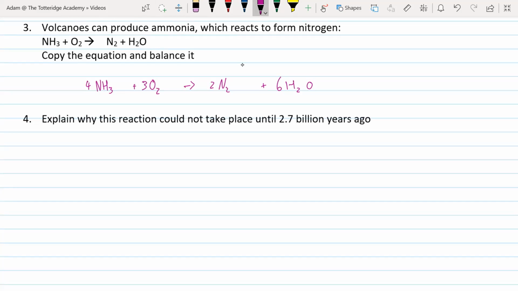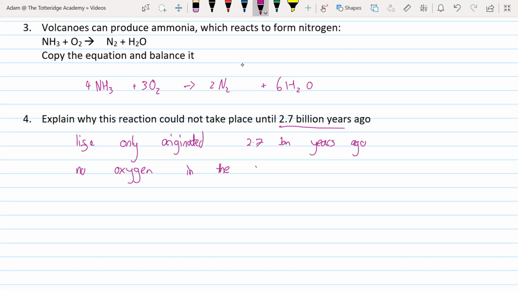Well, what is it that happens 2.7 billion years ago? Say your answers to the screen, please. What happened 2.7 billion years ago? So that's when life originated, and it was life that produced that oxygen. So we could say that life only originated or came into being 2.7 billion years ago, and there was no oxygen or very little oxygen in the atmosphere before then. And there we go.